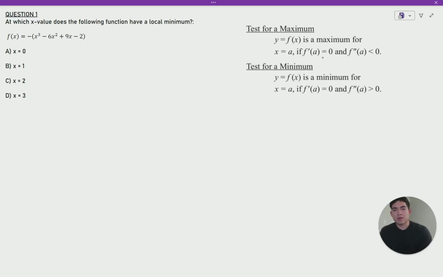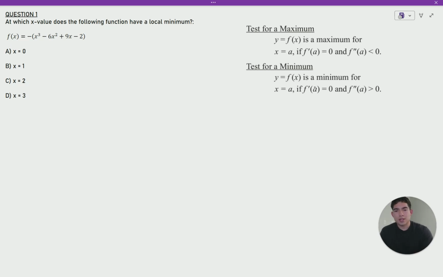So here are the formulas that we just got from the FE reference manual. In this case, we're interested in the test for a minimum, as you can see. The question needs us to find the x value where the minimum occurs for this function, the function right here.